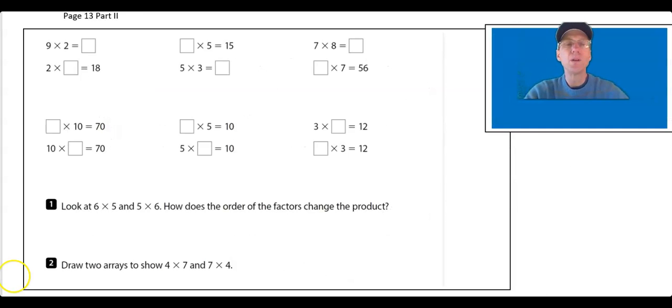Okay, here we go. Again, here's 9 times 2. Now we're getting tricky here. Let's look at this. 2 times what is 18? So you just got to know those facts. 9 times, in fact, remember, pause the video, you fill these in.